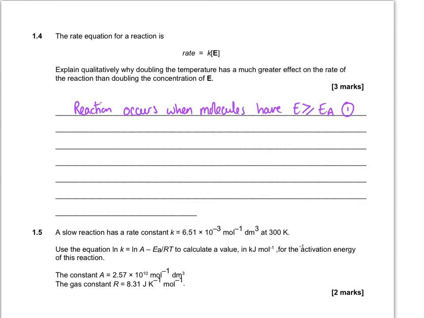Whereas if we double the concentration, the same percentage of molecules that had activation energy in the original one would have that in the double, it would be the same percentage in the double concentration. So it's going to have less of an effect. So increasing the temperature is always going to have a greater effect than changing the concentration. So let's put that into words.